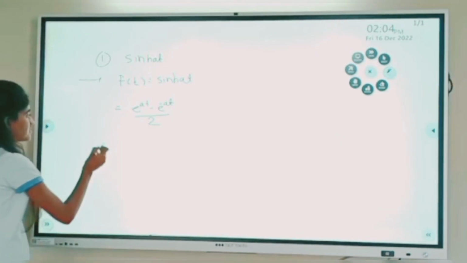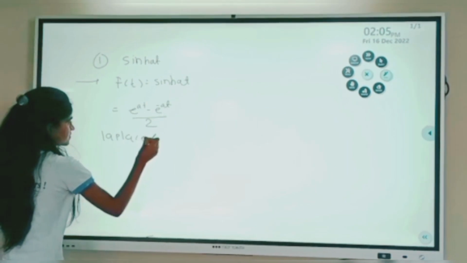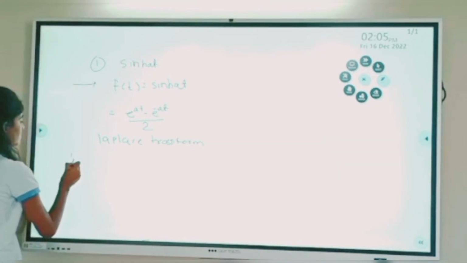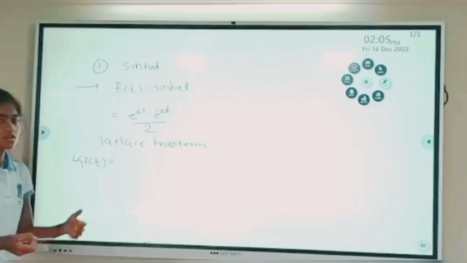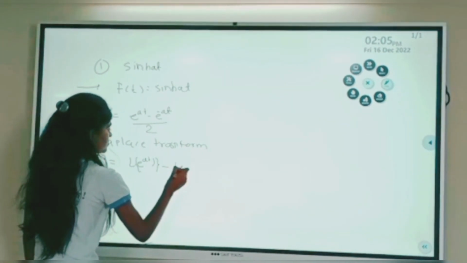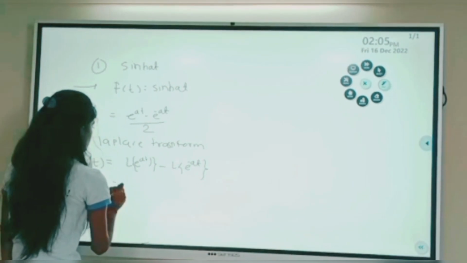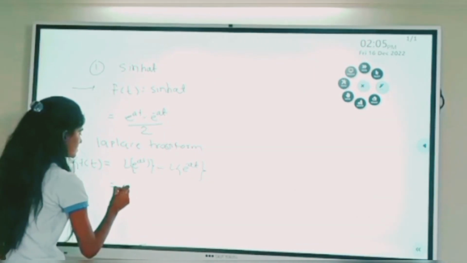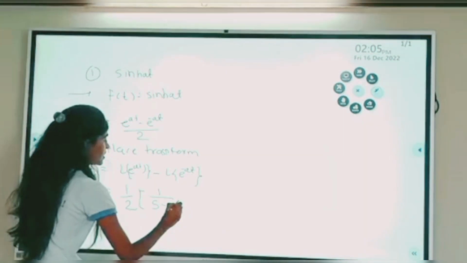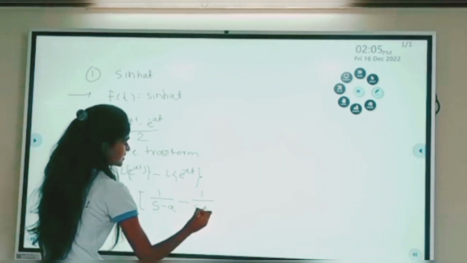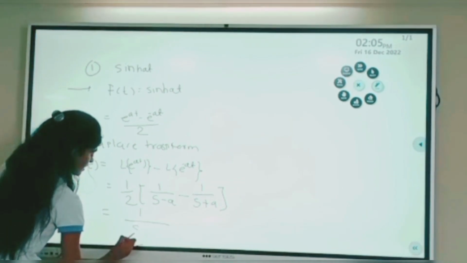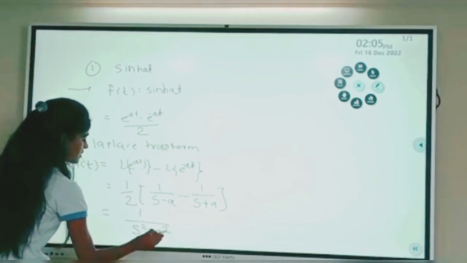So let's take the Laplace transform. By using the Laplace transform and also the linearity property, Laplace of f of t is Laplace of e raised to at minus Laplace of e raised to minus at. As we know the Laplace of e raised to formula, take 1/2 as common. For e raised to at it is 1 upon s minus a, minus 1 upon s plus a for e raised to minus at. So by solving this, we can find 1 upon s square minus a square. Sorry, 1 upon s square minus a.